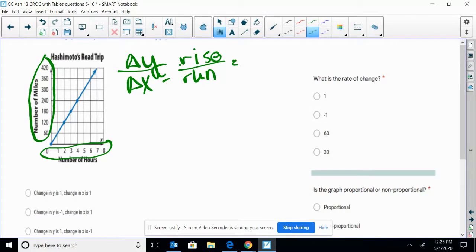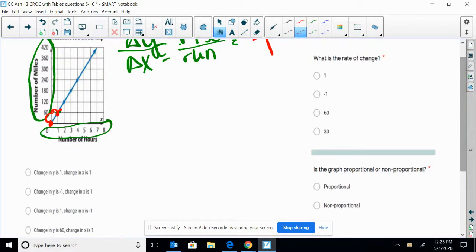So our change in y, and these cross exactly here. I'm going from this point, 0, 0, the origin, to this point. Can't do a dot, obviously. So I have to go one place on the graph, but if you look, it actually goes from 0 to 60. So my change in y is actually 60. Then I go forward 1. Well, the hours are counting in ones. So my change in x is 1. Change in y is 60. Change in x is 1.